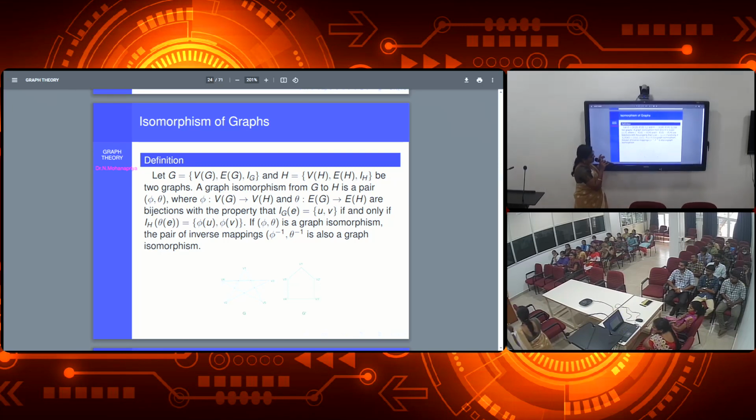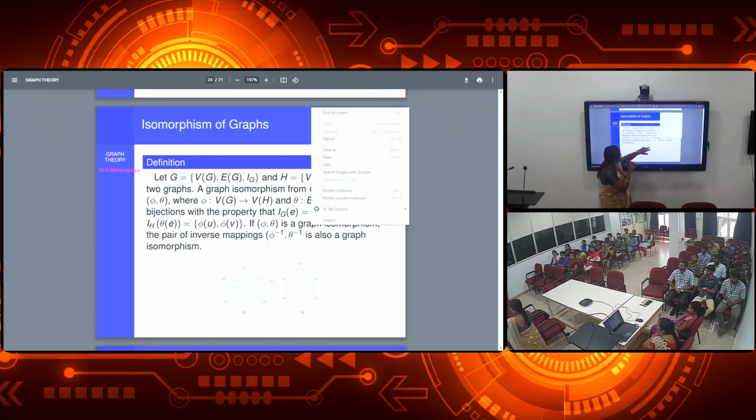With the property, what property we have to see? The adjacency should be preserved in both graphs, right? Ig of E equal to U comma V if and only if IH of theta of E equal to pi of U comma pi of V. That means, as I said, if V1 is adjacent to V2, in the second graph also it should preserve the adjacency between those two vertices, right? So this is an isomorphism of a graph.